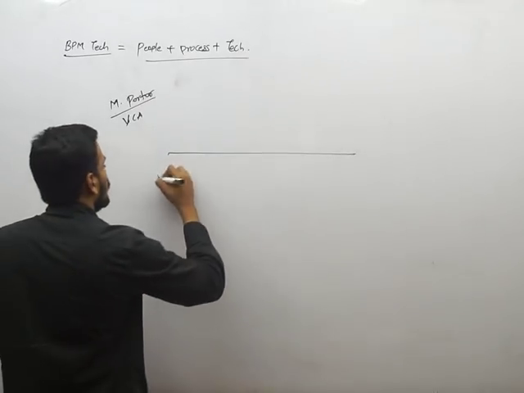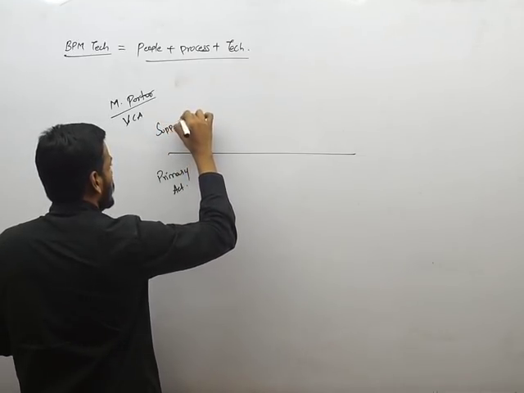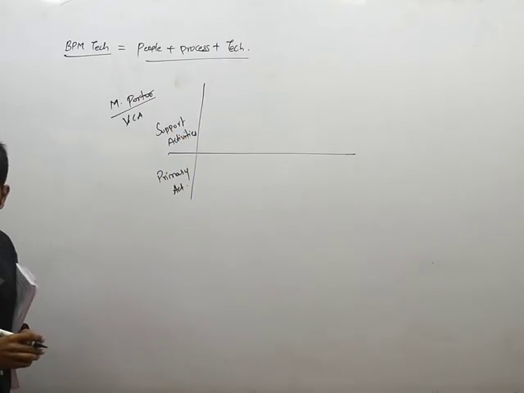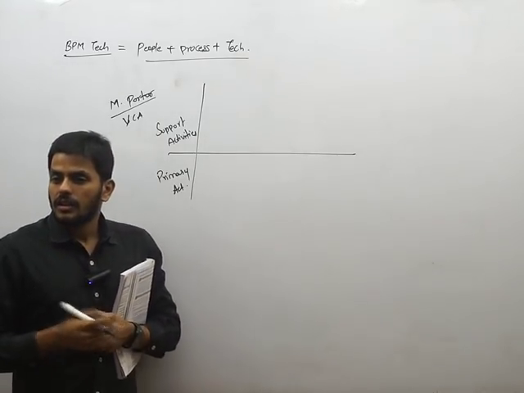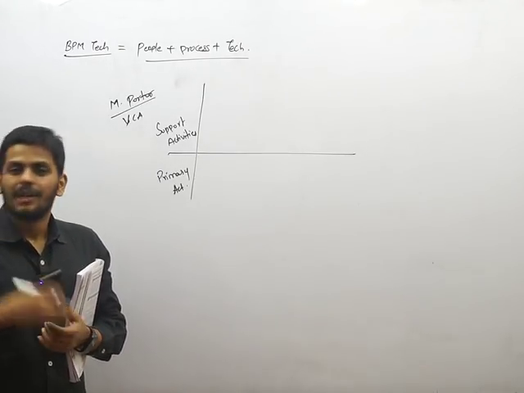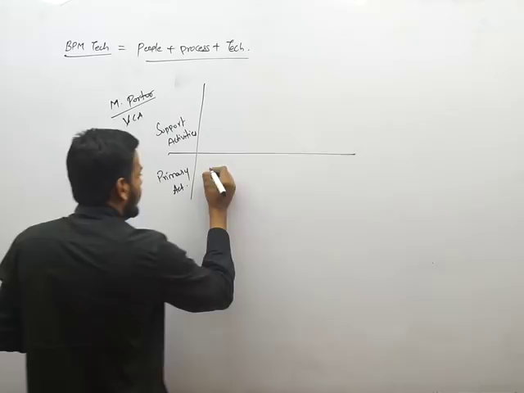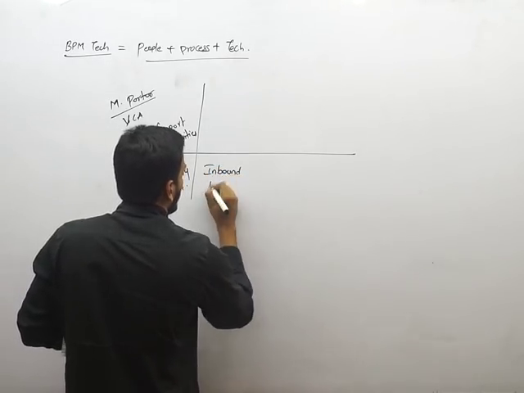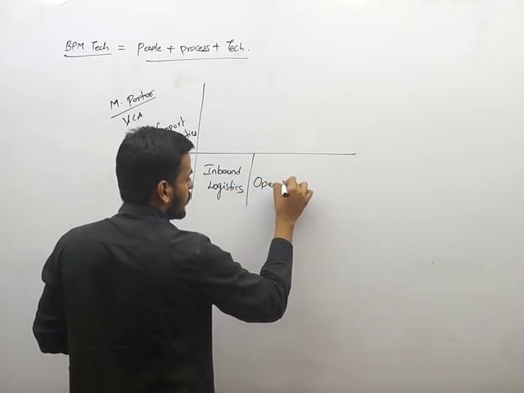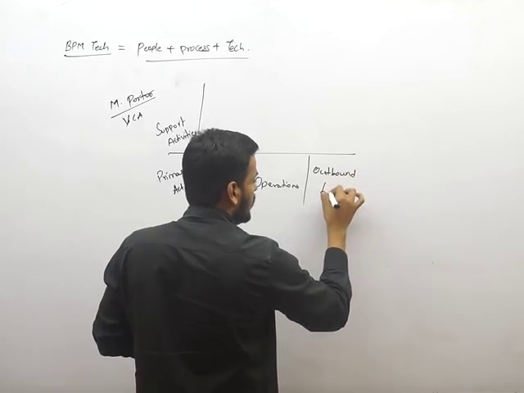How many activities? Two. Primary activities and support activities. What is the primary activity of an organization? It is to get raw material, manufacture it, get the finished goods and send it out, market it, sell it, do after-sale service. Is it a flow of activities, guys? Getting goods in is called inbound logistics. Conversion is called operations. Then we have outbound logistics, that means sending goods outside.